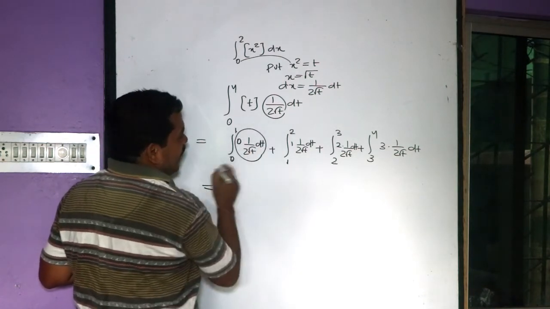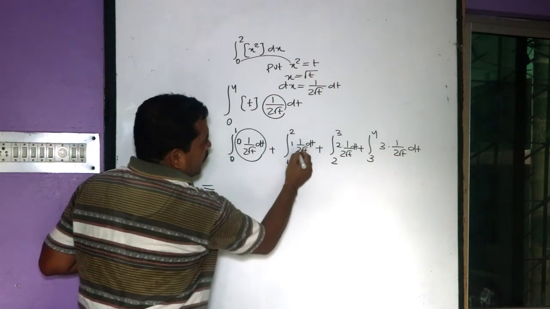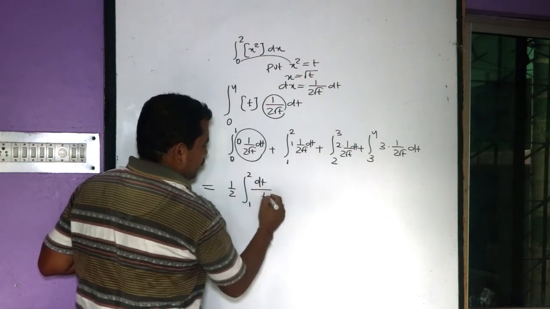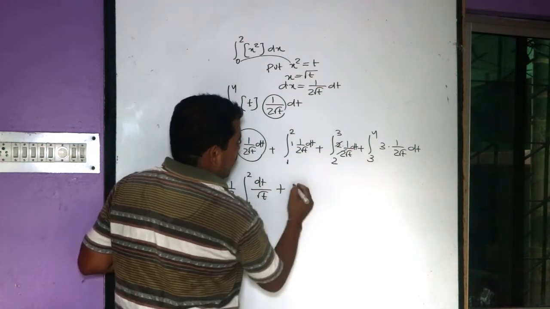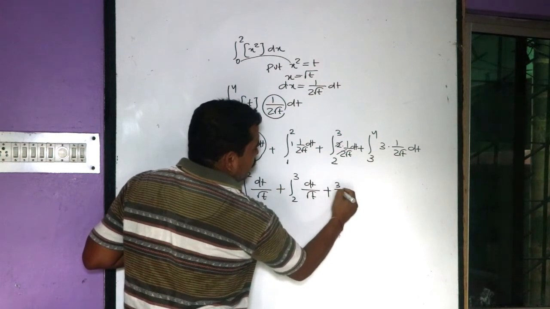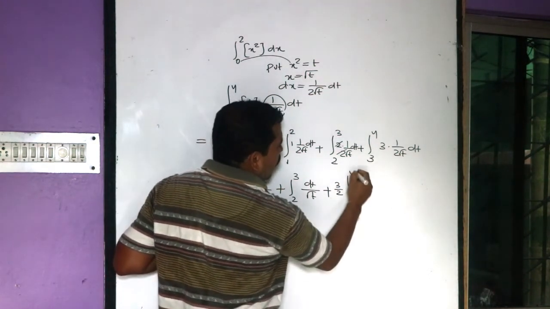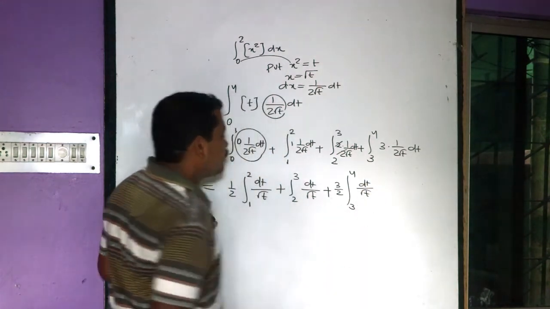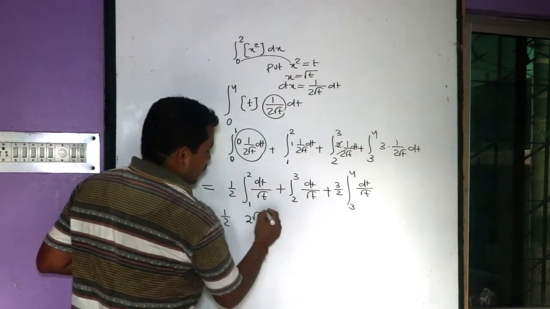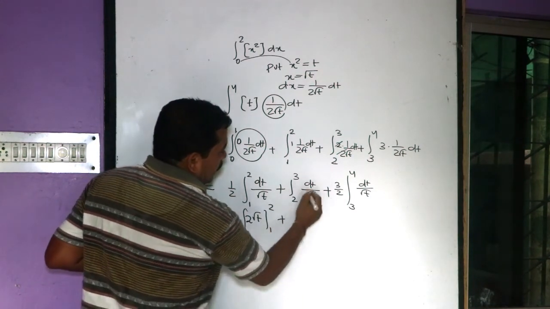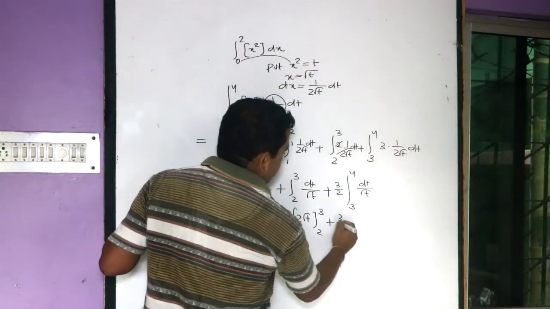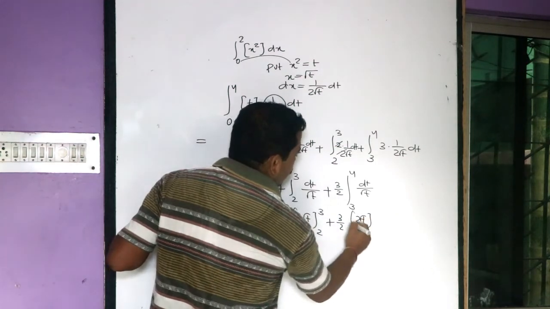And this first integration vanishes. So it will be 1 by 2 dt by root t from 1 to 2, plus 2 into 1 by 2, which cancels, dt by root t from 2 to 3, plus 3 by 2, taking it outside the integration, dt by root t from 3 to 4. The integration of dt by root t is 2 root t. It is 2 root t from 1 to 2, also 2 root t from 2 to 3, and 3 by 2 times 2 root t from 3 to 4.